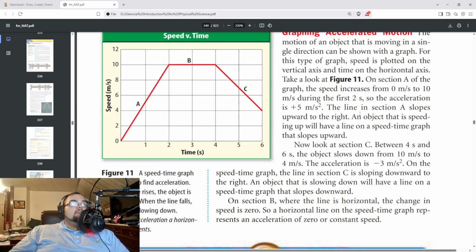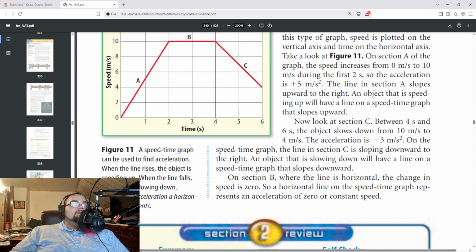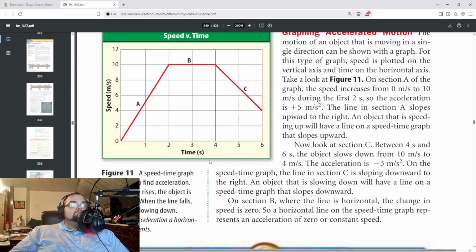The line in section A slopes up to the right, so this is called positive. If in math you started graphing it, as you go up to the right, you're positive. An object that is speeding up will have the slope going upward.